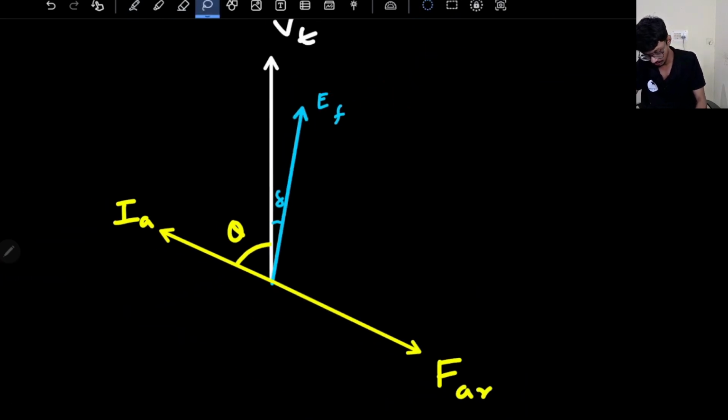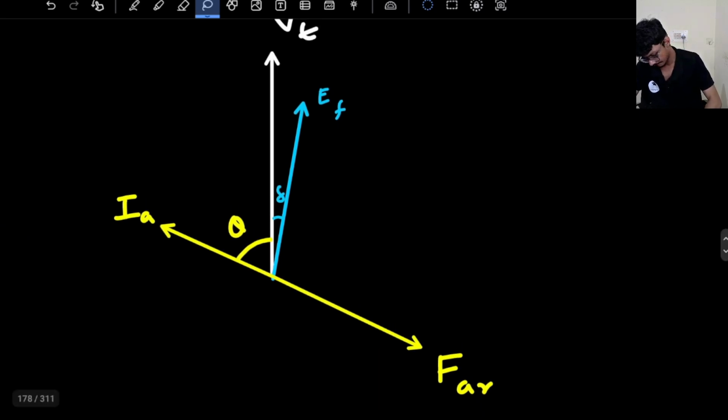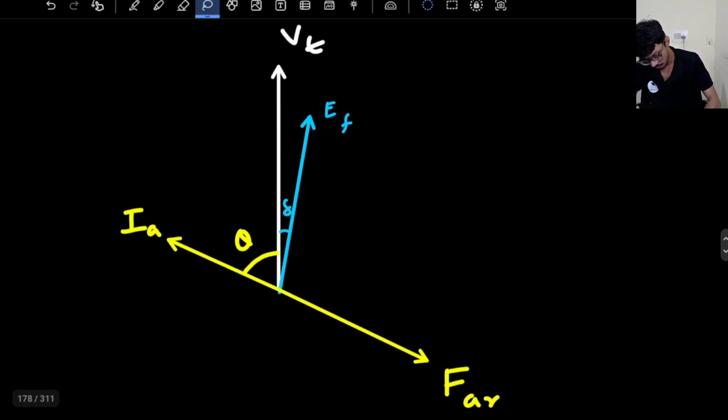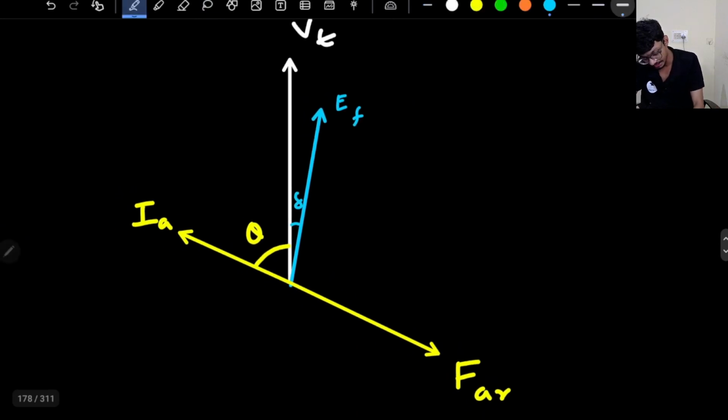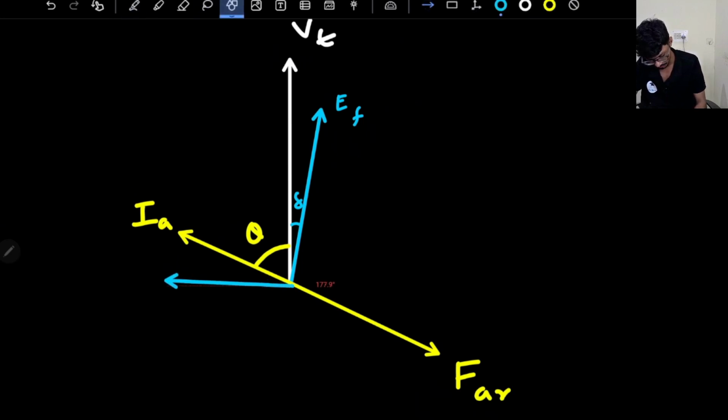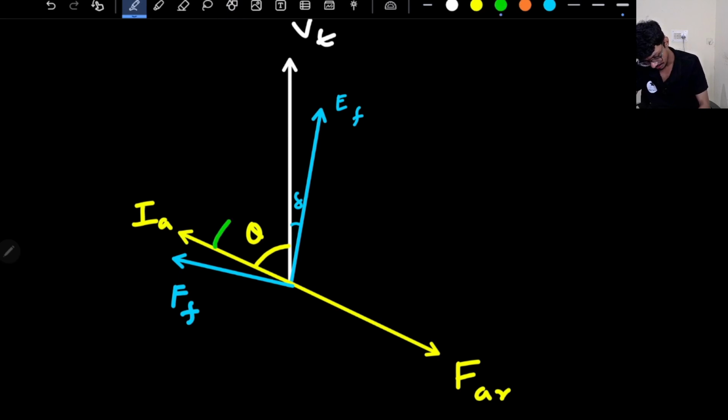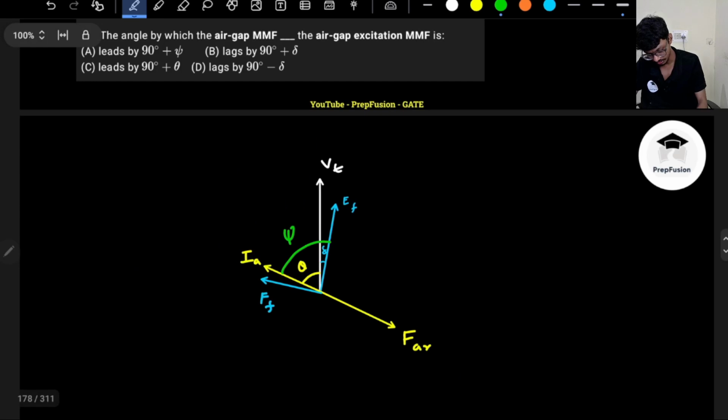This is EF. Okay, so now what I can say is FAR is here. So what will be the direction of the main field MMF? The main field MMF will be somewhere 90 degrees lagging, so it will be somewhere around here. This will be my main field MMF, and the internal power factor angle xi is this one. Now let us solve the question, whatever they are asking.